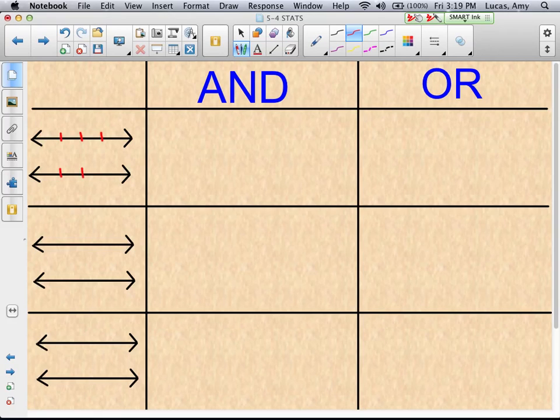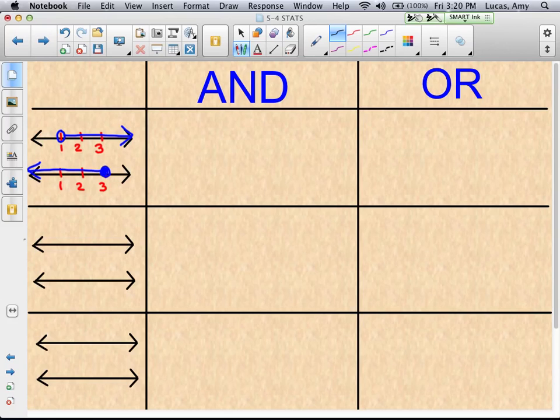I'm just going to draw two rays. So if my first ray was starting on 1, and it was x is greater than 1, and my second one, we'll say is x is less than or equal to 3. What happens if you look at those two rays and they're combined by the word and? What would your solution look like?